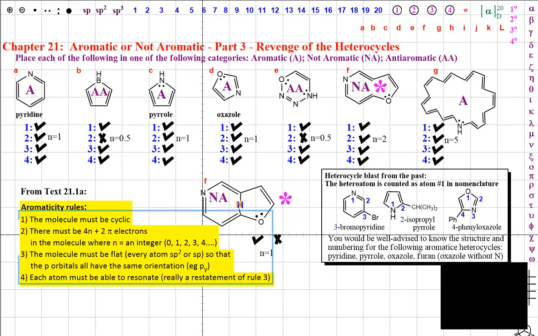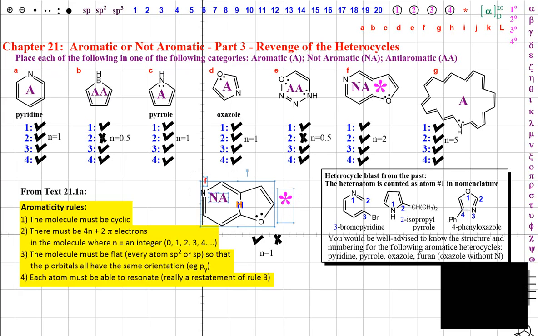It has nothing to do with the words over here. It's just that you can't have atoms in the same place. So that H and this H, for this thing to be flat, would be in the same place, and that's just not possible. So that makes molecule F not aromatic. You can't be aromatic if you're not flat.